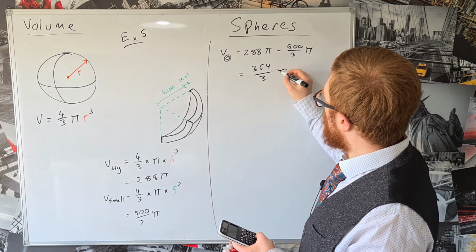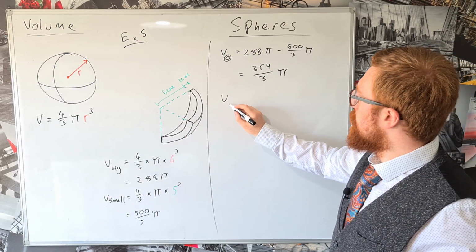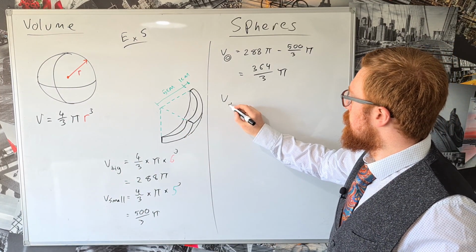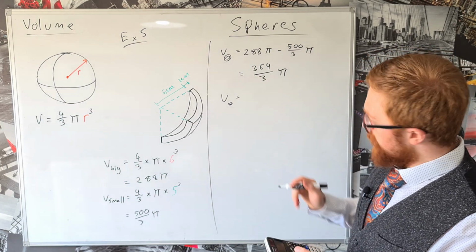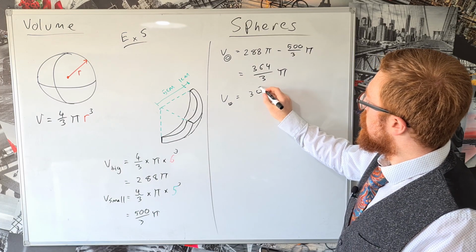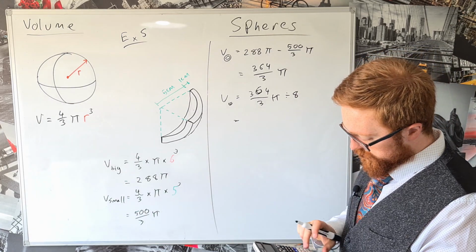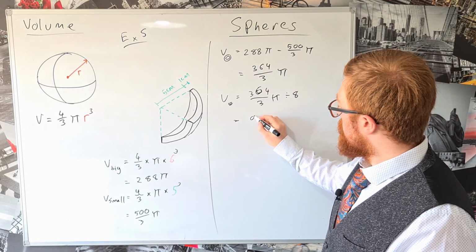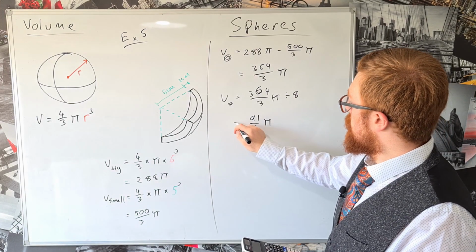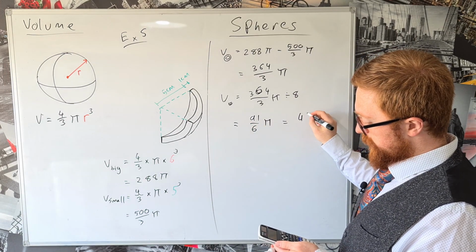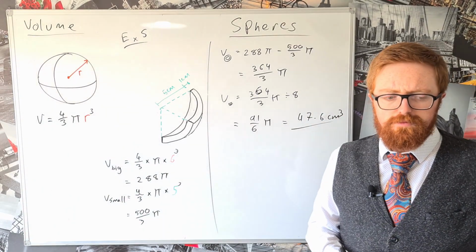Which, if we type into our calculators, we get 364 over 3 pi. And then remember, we said that this is an eighth, so the volume of the eighth is equal to this divided by 8. 364 over 3 pi divided by 8 is equal to 91 over 6 pi, or 47.6 centimetres cubed. There we go.